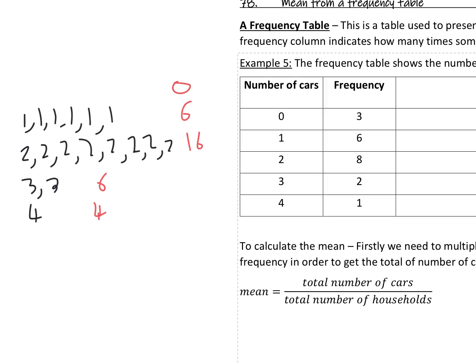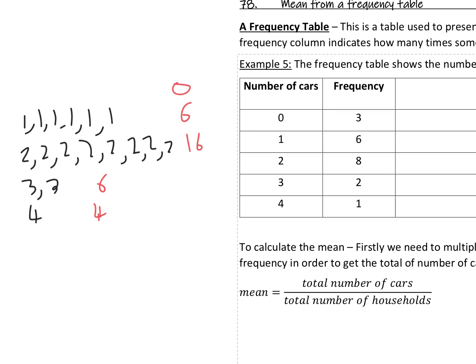So what we can say then is, if there are 3 households and they have no cars, then there's no cars altogether in those 3 households. If there's 6 households with 1 car, then there's 6 cars in total from those 6 households. If there are 8 households with 2 cars, that's 16 cars. If there's 2 households with 3 cars, that's 6. And if there is 1 household with 4 cars, that's 4.